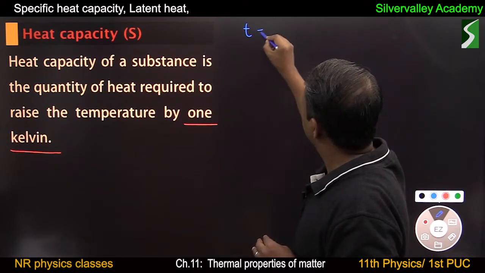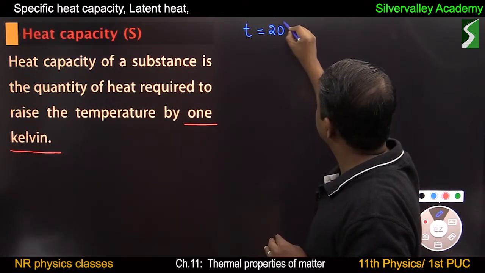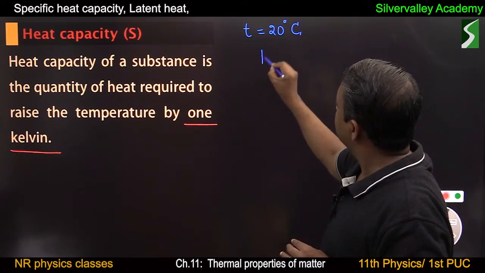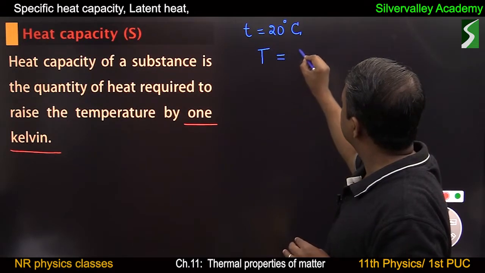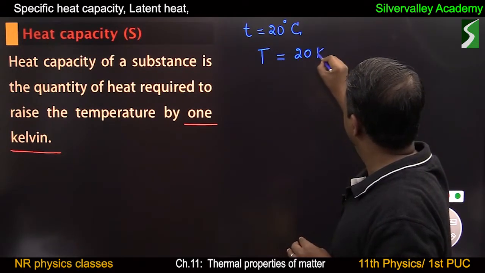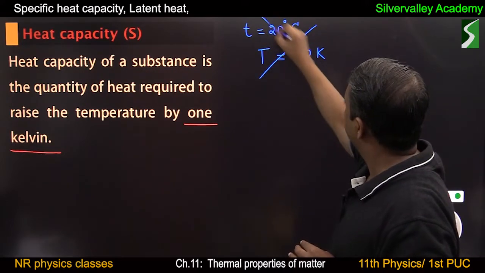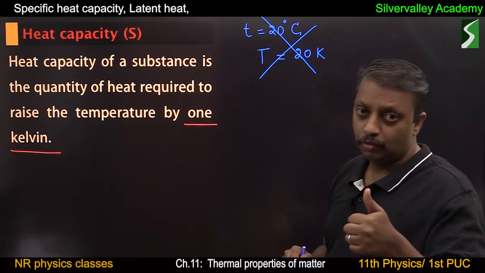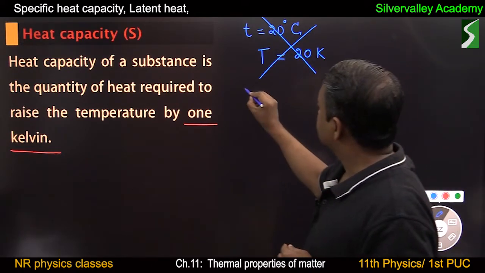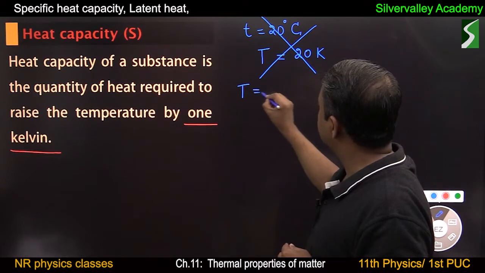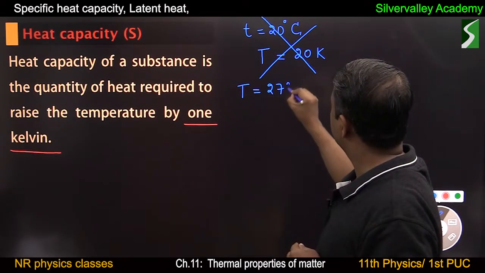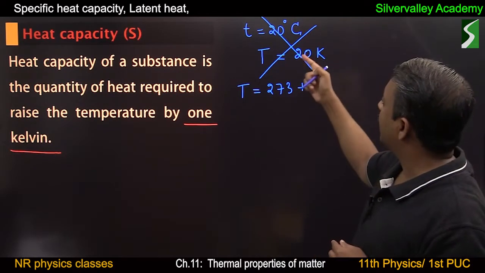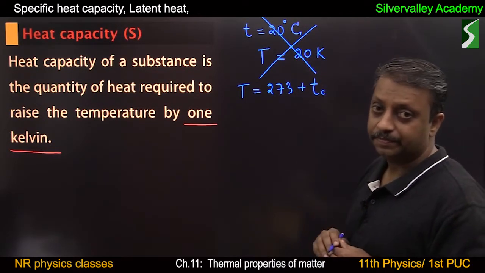If temperature is 20 degrees Celsius, then temperature in Kelvin scale is 20 Kelvin. No, this is not true. 20 degrees Celsius is not equal to 20 Kelvin, because temperature in Kelvin scale is 273 plus temperature in Celsius scale. So we have to add 273 to this.